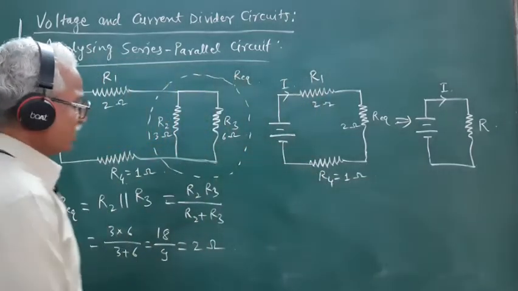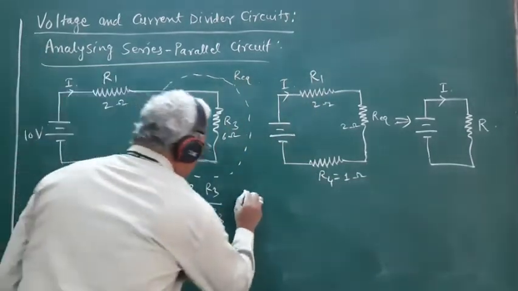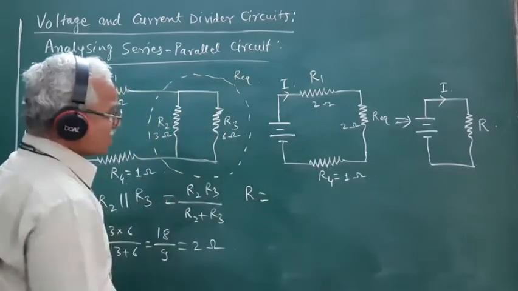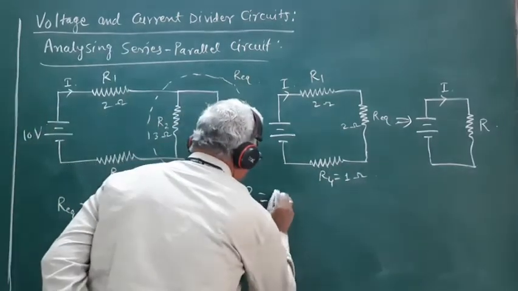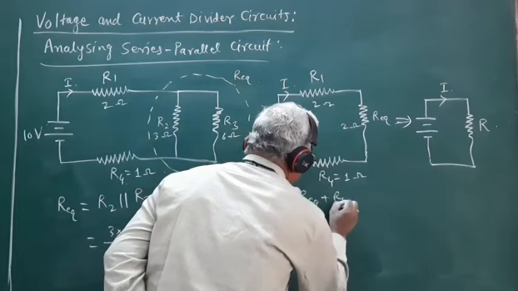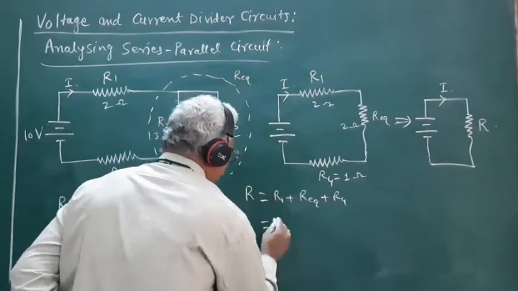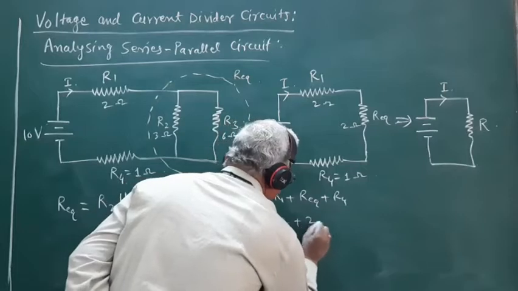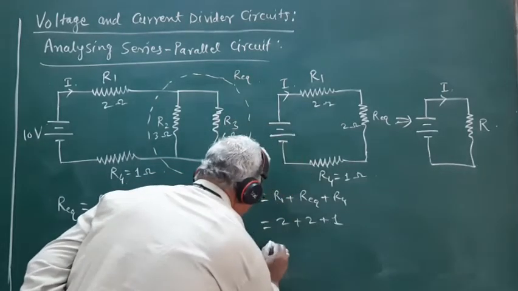So the total resistance R of the circuit works out to be equal to R1 plus R equivalent plus R4. So this is 2 ohm plus 2 ohm plus 1 ohm.